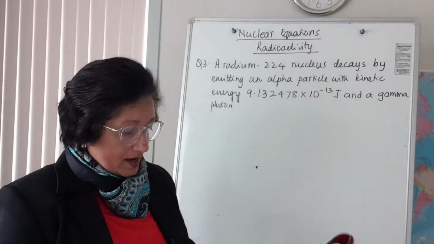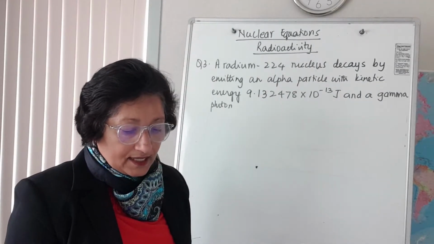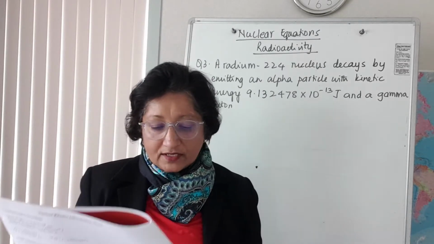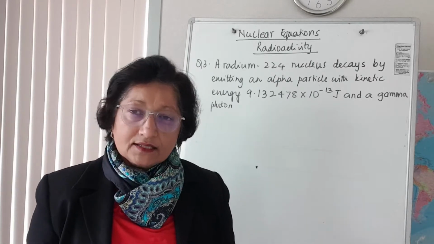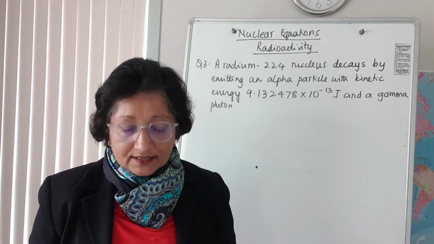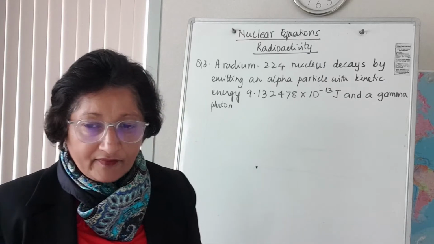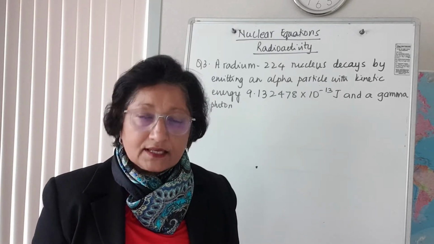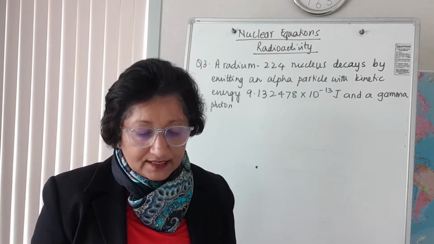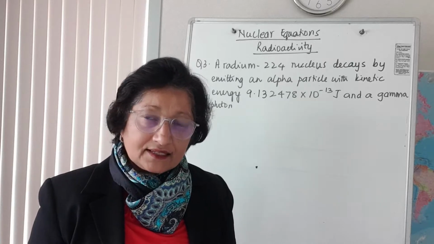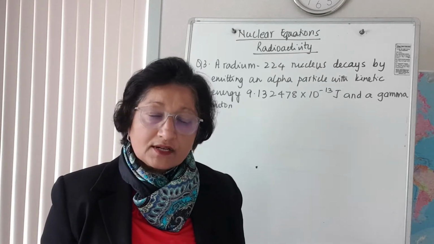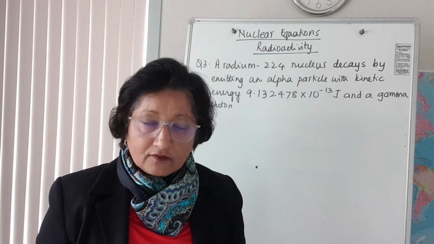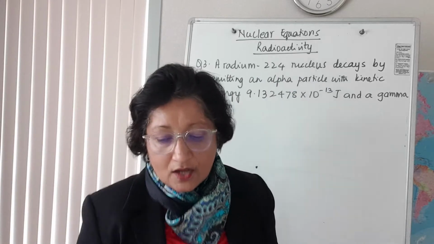A radium-224 nucleus decays by emitting an alpha particle with kinetic energy 9.132478 times 10 to the power of negative 13 joules and a gamma photon. Now there are 5 things we need to do. First of all, write a nuclear particle equation for this. State what the daughter nucleus is. Calculate the mass deficit, and then the total kinetic energy, which is the energy released, and then the energy of the gamma photon, followed by what's the frequency of the gamma photon.